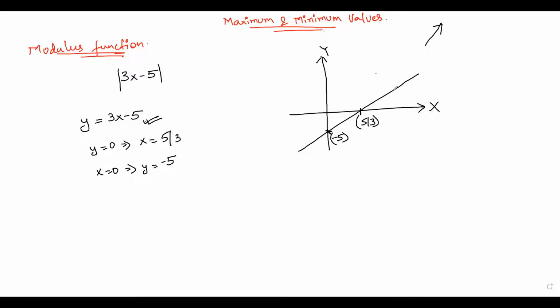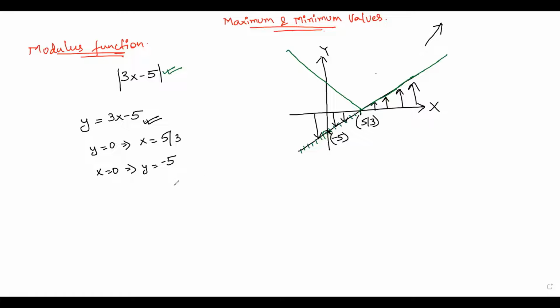Now, from this line graph, we can see one thing, that is for x greater than 5 by 3, y is always taking a positive value, and for x less than 5 by 3, y is taking a negative value. So if we consider mod of 3x minus 5 instead of 3x minus 5, in that case, all the negative values of y will become positive values. So in that case, the graph would be something like this, that is of a V shape.